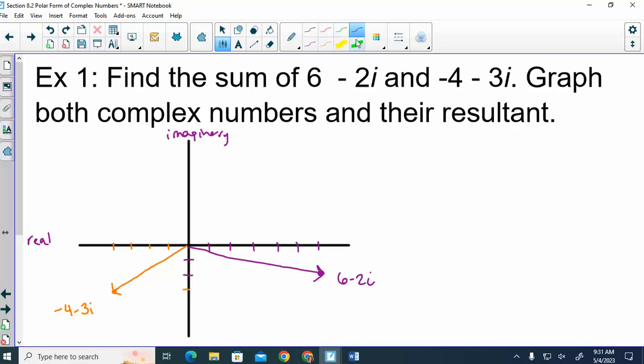The other thing we asked for was the resultant. What that means is, what do you get when you add these things? We can think of it as adding vectors, and we can think of it as just adding like terms. So if you take negative 6 minus 2i and add negative 4 minus 3i, what do we get? To graph the resultant, we would go over 2 and down 5.